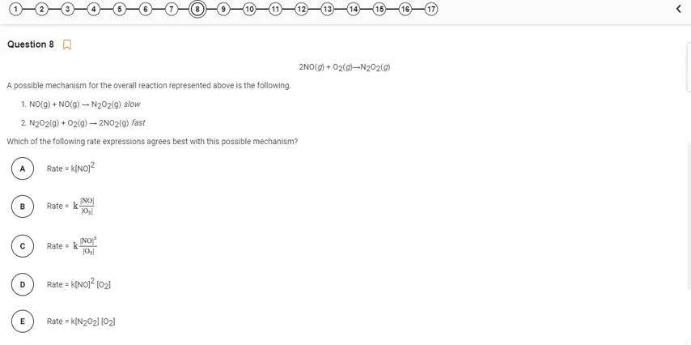The rate mechanism for the slow step is going to be: rate equals K times NO concentration times NO concentration. In other words, it's the reactants in the slow step. And neither of those are intermediates. Yeah, when the slow step is first, then it's not an issue. So it's going to simply be A. You don't have any complications when the slow step is the first step.